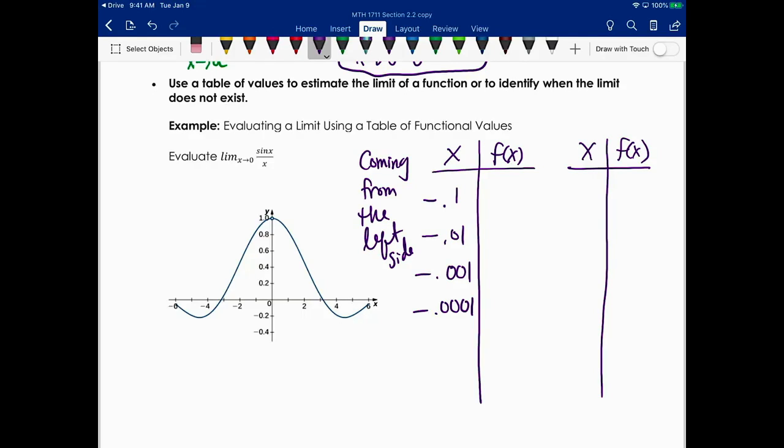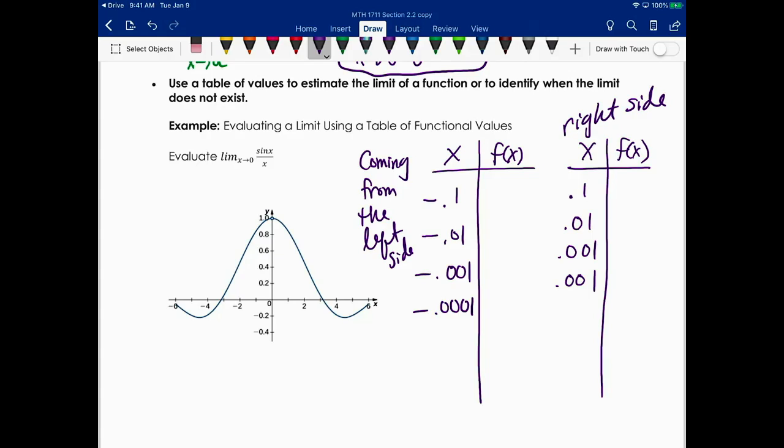Then, coming from the right side, I want to pick values that are bigger than 0 coming from the right, but I want to get closer and closer to 0. So I'm going to pick the same numbers, I'm just going to do it on the positive side because I want to be coming in from the right. So now I can use my table function on the calculator, or I can just plug in by hand. I want to find my corresponding function values for each of the x values.